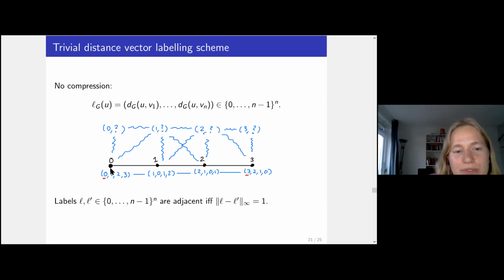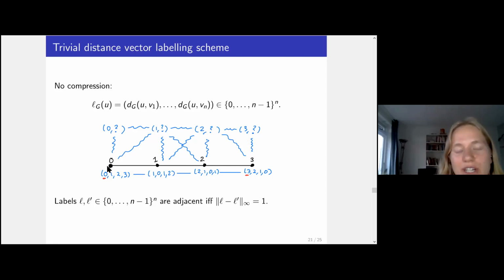So here, for example, the vertex 0 has distance 0 to itself, 1 to vertex 1, 2 to 2, 3 to 3. Vertex 1 has distance 1 to 0, 0 to itself, 1 to 2, 2 to 3, etc. And now we want to make sure that there's no shortcut somewhere else in the graph. So what we're going to say is that we put two labels to be adjacent exactly when there has to be some difference somewhere, because we don't want self loops.